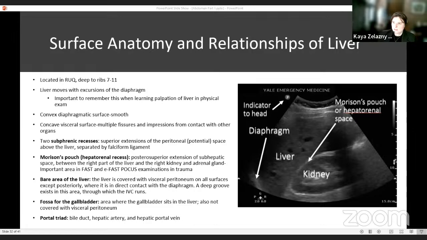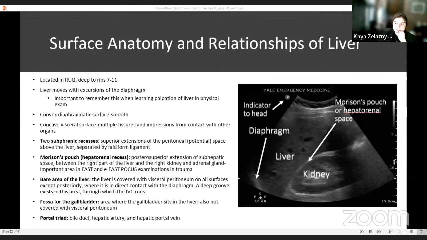Other areas of the liver, so the liver is mostly covered with visceral peritoneum, but it's not covered with visceral peritoneum on its posterior surface. So it's just directly touching the diaphragm there. And there's also a deep groove on that bare area where your inferior vena cava is running.